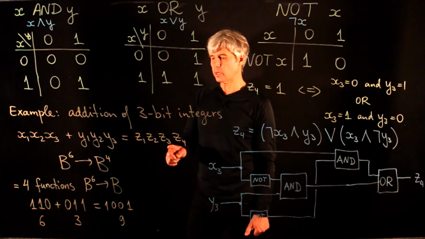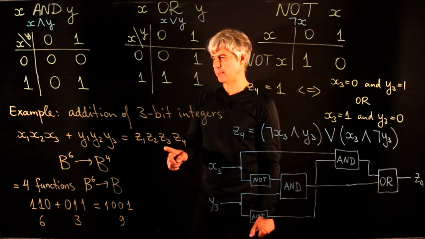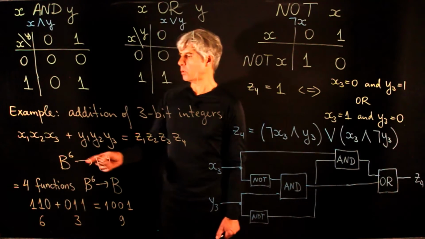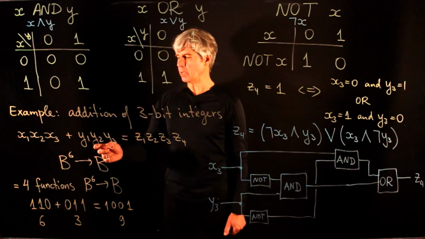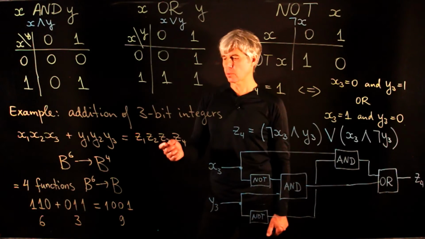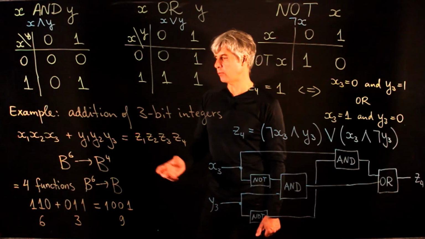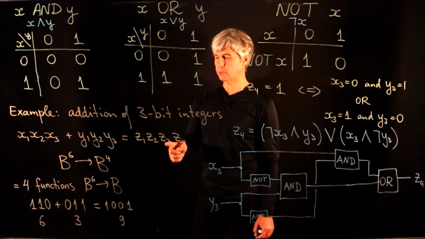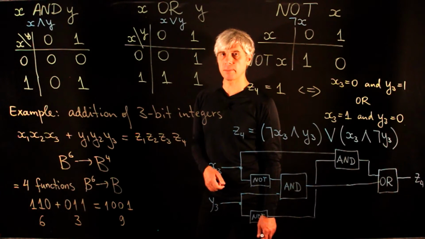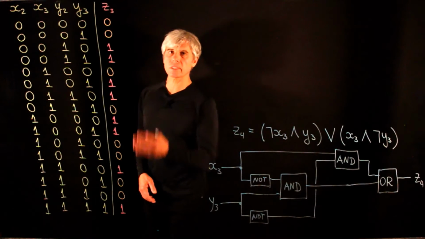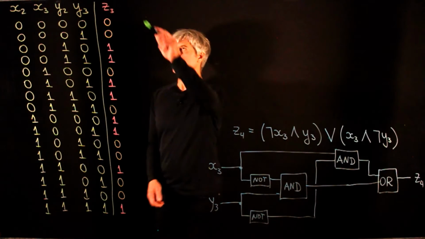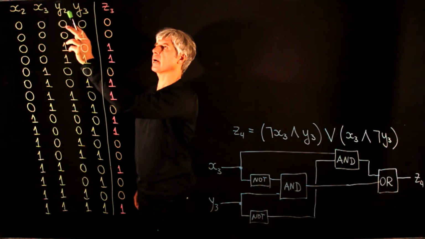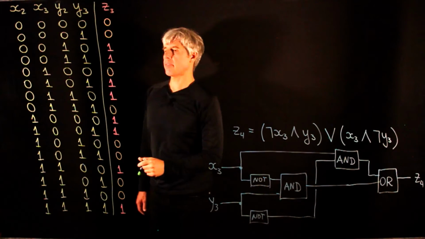Next, let us look at the computation of Z3 bit. So to compute Z3 bit, we need to know the values of x2, x3, y2, and y3. So Z3 is a function of 4 bits of the input. Let's make a table for the values of Z3 bit. So here is the value table for the bit Z3 depending on the values of x2, x3, y2, and y3.